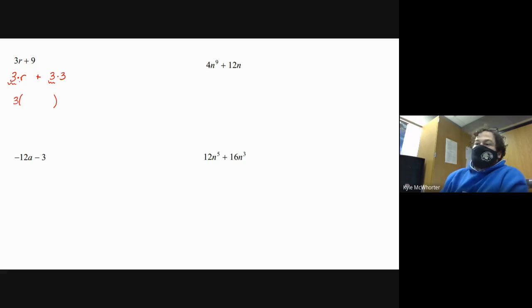And then we're basically dividing each term by 3, right? So this 3 is going to divide out in a sense, and then this 3 is going to divide out. And then we're left with r plus 3 inside the parentheses.